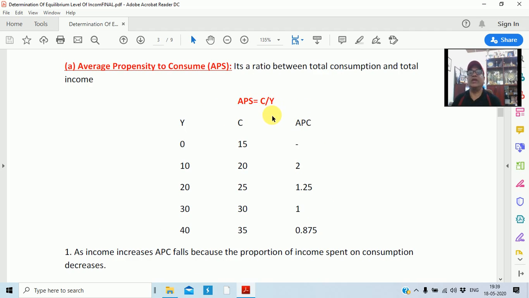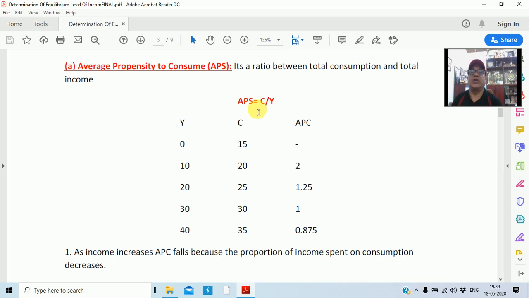So the question is, can APC, please, I will correct it. It is not APS, it will be APC. In the notes, I will correct it. It is APC, not APS.